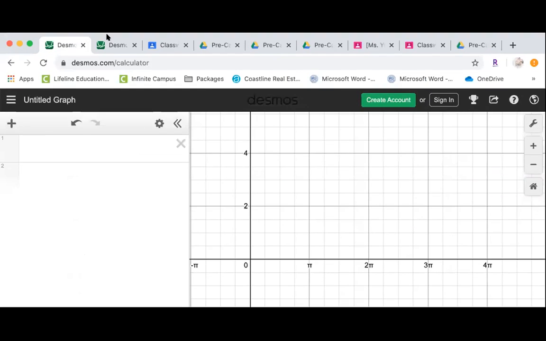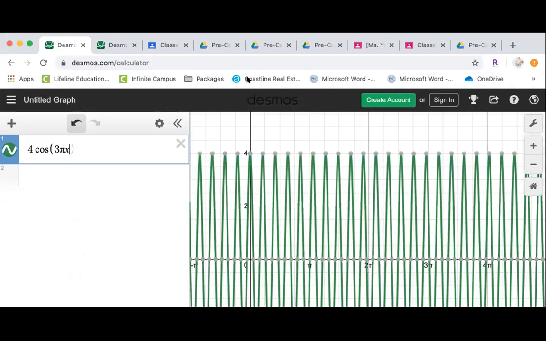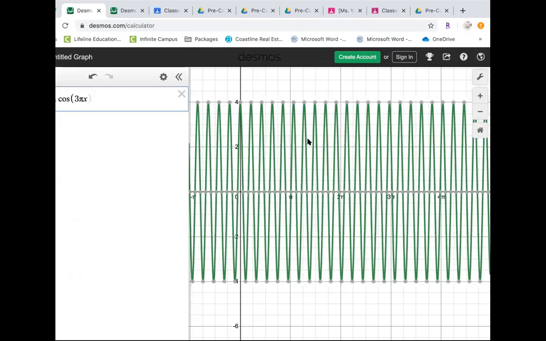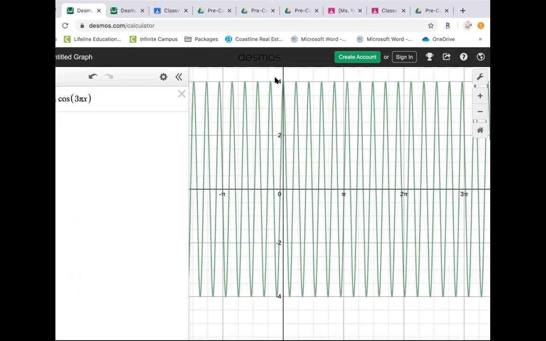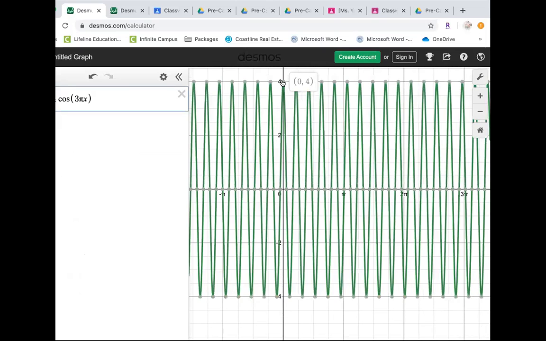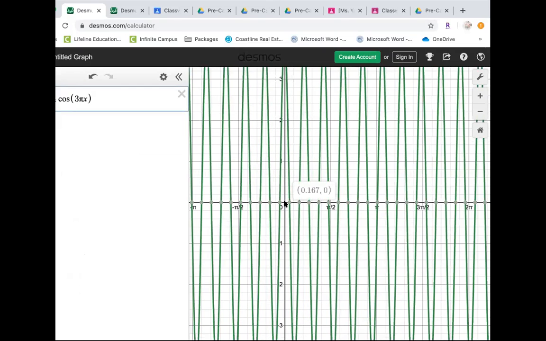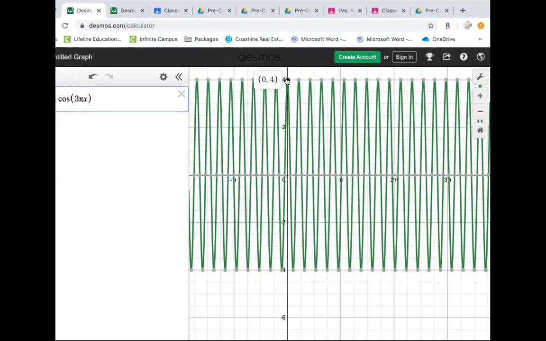Okay, just to confirm that your graph looks the same as mine, you put that and then you put 3 pi x. This looks pretty crazy, but let's start where 0 is at. You see how 0 is right here and it went up to the top. Let me zoom out. From here it makes a V shape, and then it goes up here.